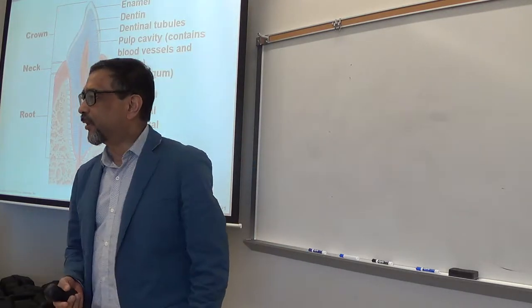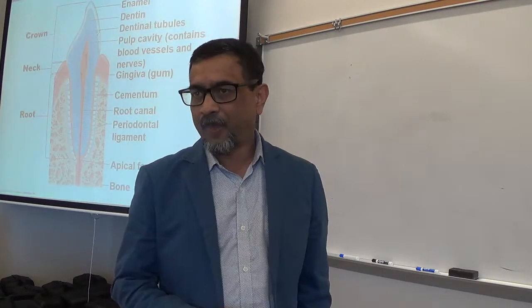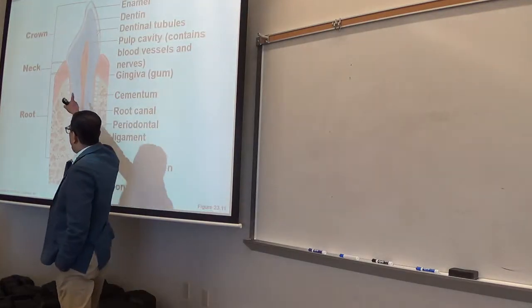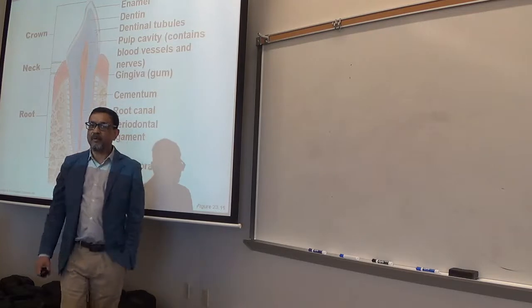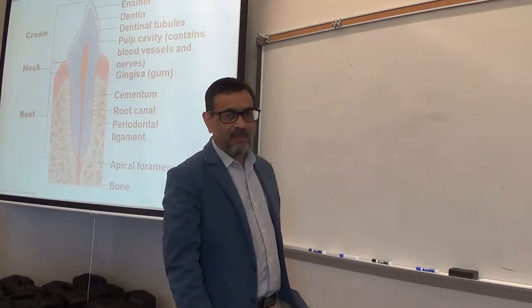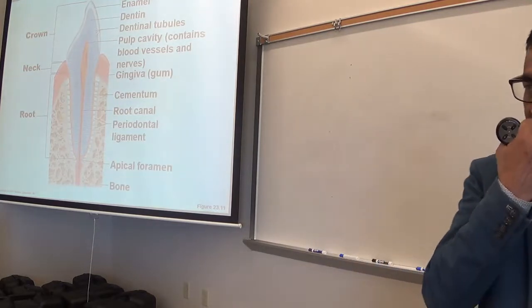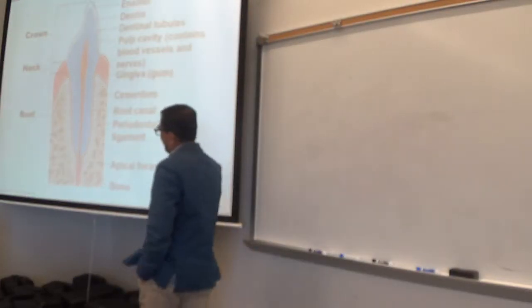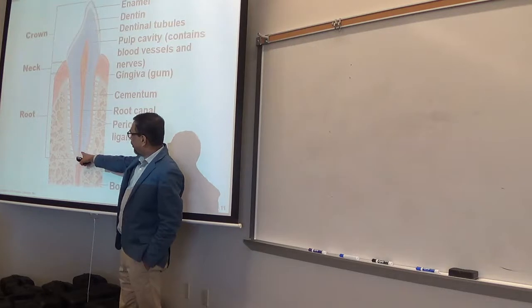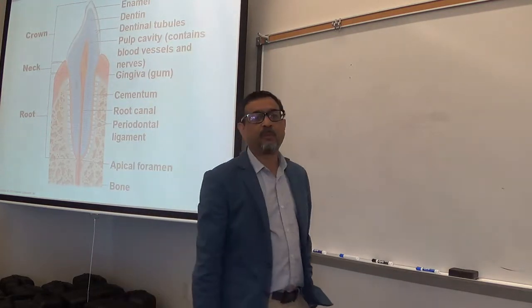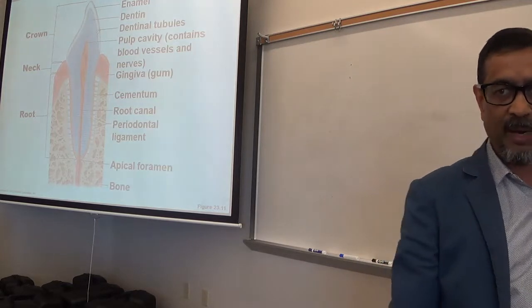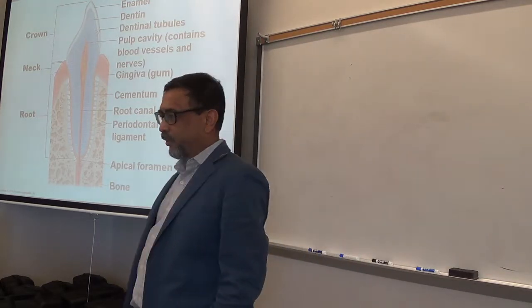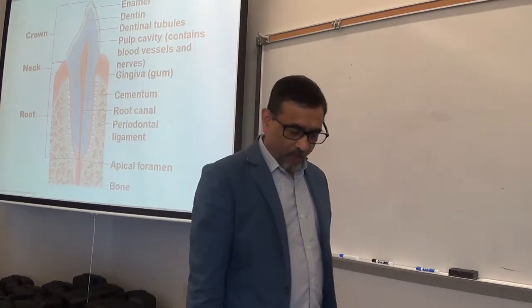Crown is the part that you see from outside. Then the middle part, which is the neck, covered by the gum. So inside the gum you will see the part which is the neck, and then the lower part is the root, which is attached to the bony socket of your mandible and maxilla. So the root part is inside the bone. So those are three parts.